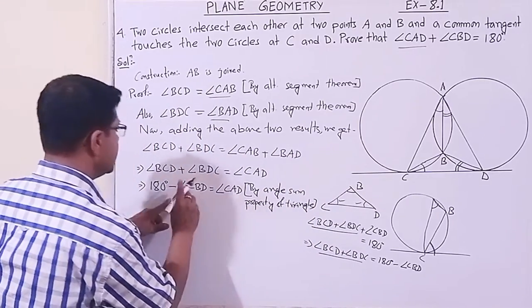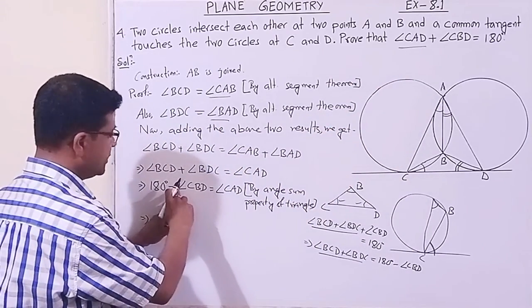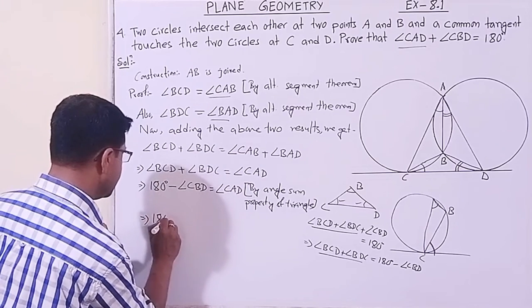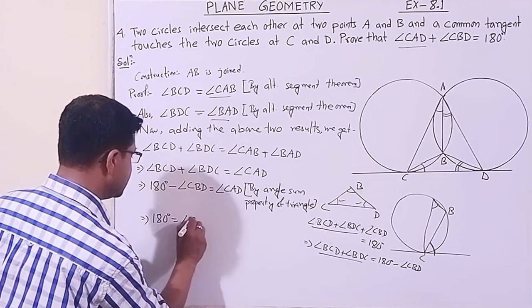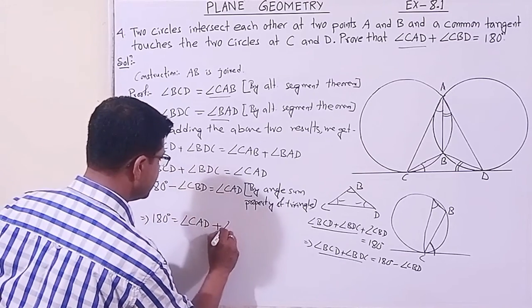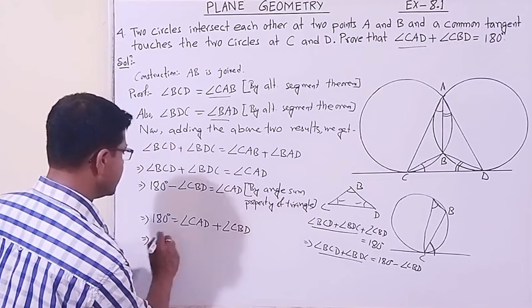Okay, what we do, we need CAD plus CBD. This CBD must be plus, that means we have to take this on the other side. So on this side, let us write 180 degrees, then this angle CAD, plus this is minus, on the other side it will be plus angle CBD. Now I think we have obtained it.